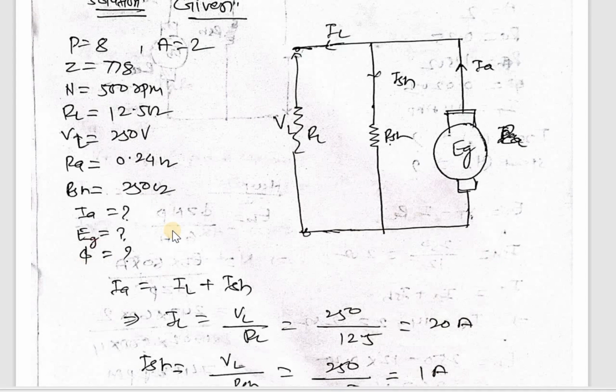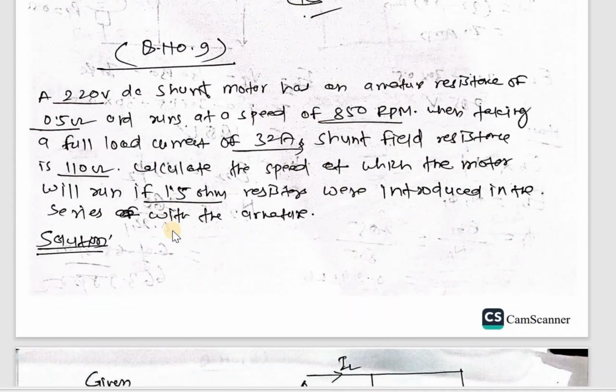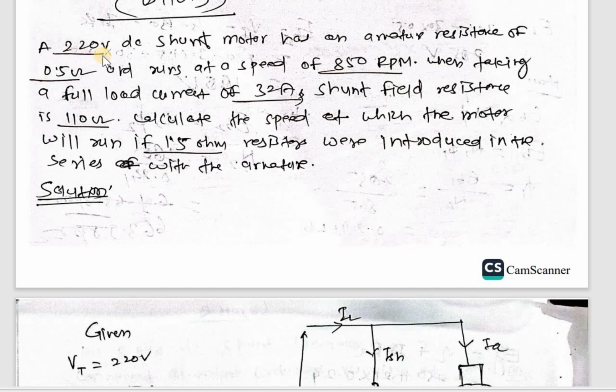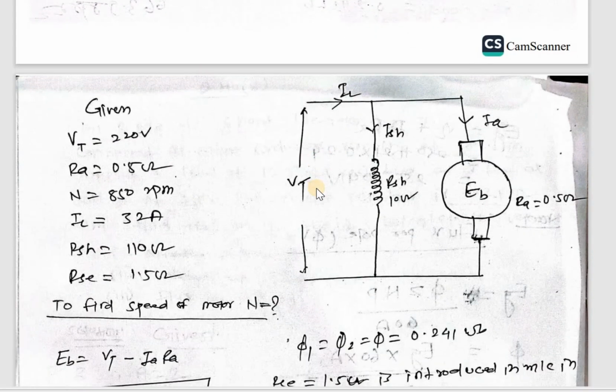And the next problem is a 220 volt DC shunt motor that has an armature resistance of 0.5 ohm and runs at a speed of 850 RPM when taking a full load current of 32 ampere. Shunt field resistance is 110 ohm. Calculate the speed at which the motor will run if a 1.5 ohm resistor is introduced in series with the armature. This is the circuit diagram, and this is the given data.